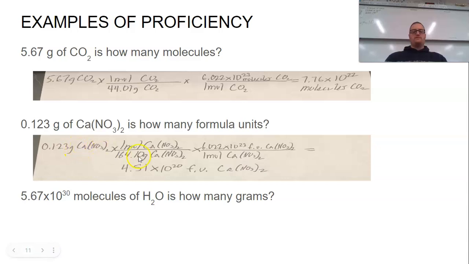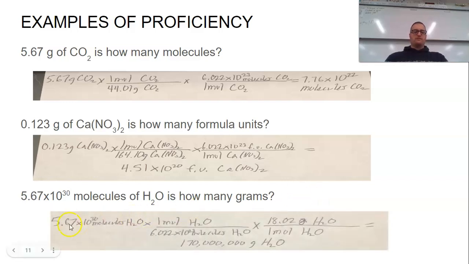So we have mass. We need to calculate the molar mass of calcium nitrate. Again, you do that on the side. Equals 1 mole. We have our Avogadro's number of formula units, our particle, divided by the 1 mole of calcium nitrate. Multiply everything across the top, divide by the bottom, gives us so many particles of formula units.